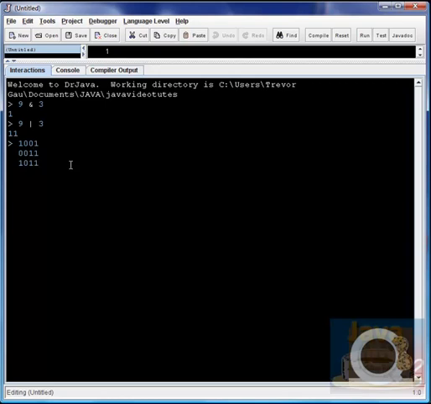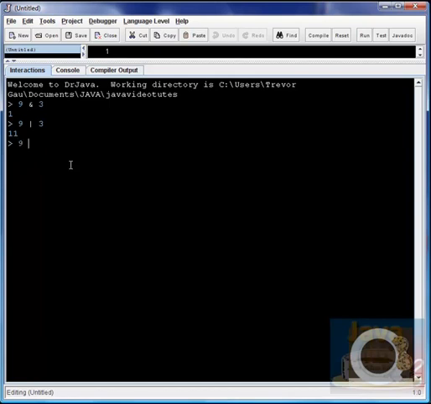So 1, 0, 1, 1. In binary, we have 1 plus 2, which is 3, and then plus 8, and that gives us 11. So there you have it. 9 or 3 equals 11. So let's keep moving on.